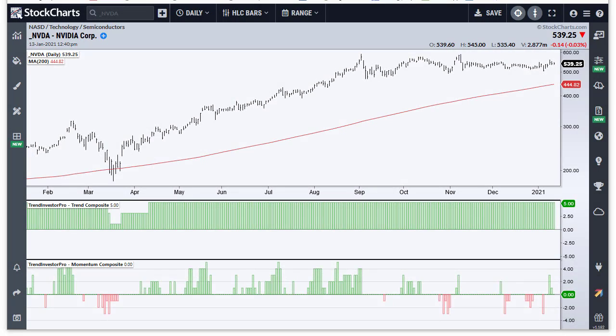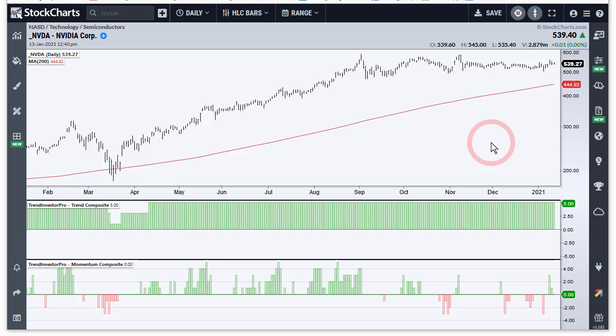All right, so now let's look at some individual stocks that I think are setting up. And the first one here is Nvidia. And what's amazing about Nvidia is when we had the breakdown in February and March there with the COVID crisis hitting, you can see that the trend composite did not turn negative. So we never had a long-term bearish signal from Nvidia. And there you can see it bouncing off the 200-day and pretty much more than doubling from 200 to 500.